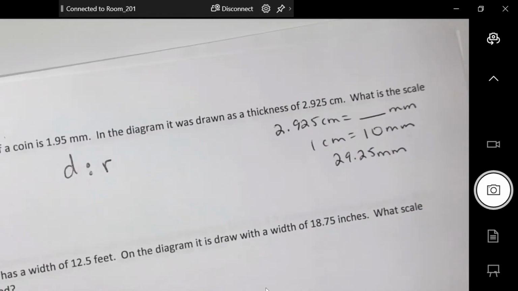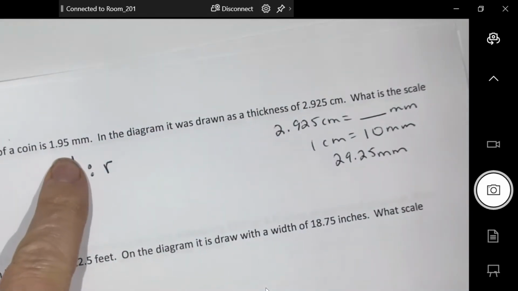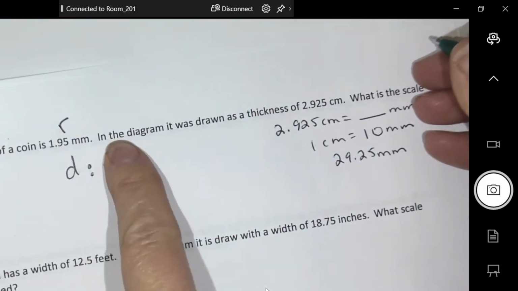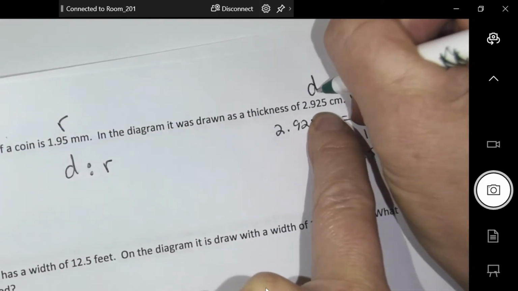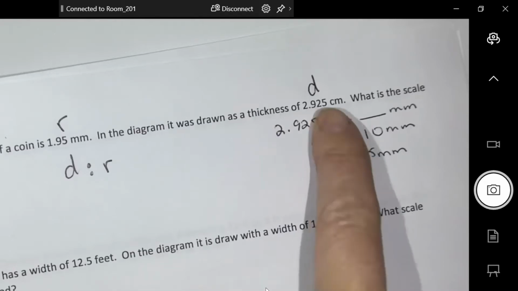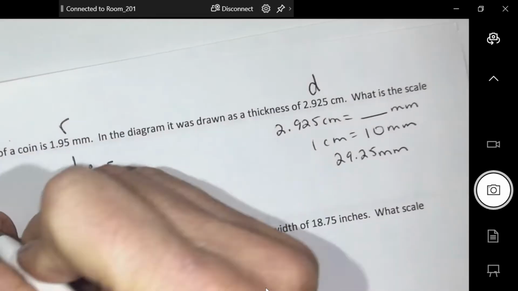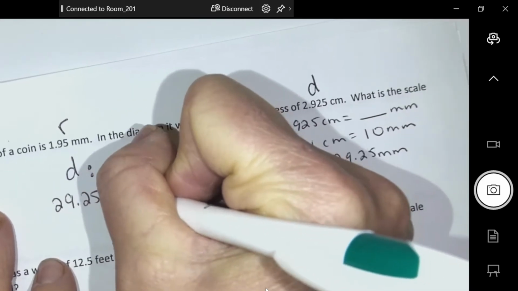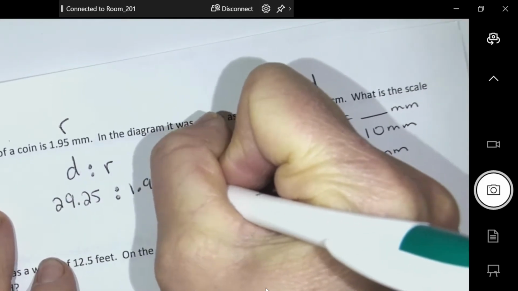Okay. When I'm reading this, let's label a D and an R. The thickness of a coin is this. What is that? A D or an R? That's a real life coin. In the diagram, it was drawn like that. So 29.25 to 1.95.